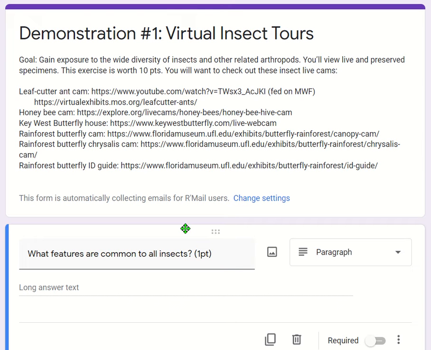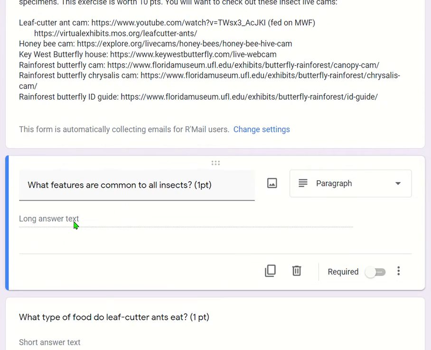Okay, so this is the first week's worksheet that you completed for demonstration or discussion section. And I'm just going to go over the answers really quickly because we won't easily be able to give you graded feedback since it was in Google Forms. So the first question, what features are common to all insects?